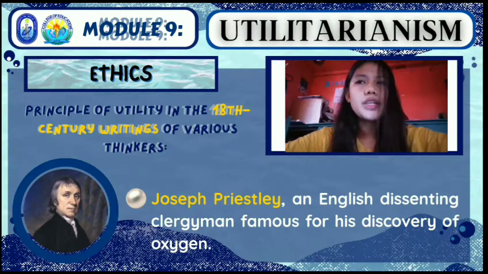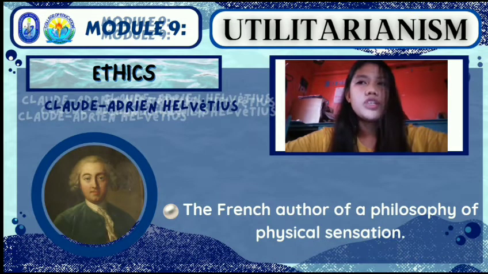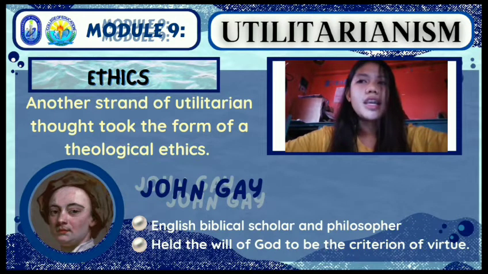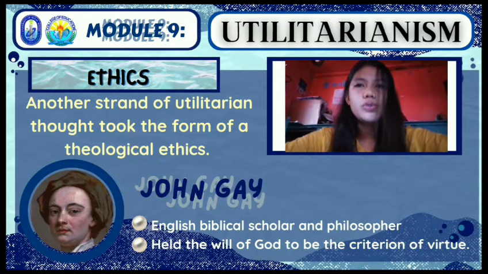Ang act utilitarianism at rule utilitarianism ay ang dalawang pangunahing utilitarian na binubuo mula pa noong panahon ni Mill at Bentham. Si Joseph Priestley ay isang English clergyman at naging famous siya dahil sa discovery of oxygen. Si Claude Adrien Helvetius naman ay isang French author ng Philosophy of Physical Sensation. Si Cesare Beccaria naman ay isang Italian legal theorist. Last is si John Gay, isang English biblical scholar and philosopher, at sabi niya, the will of God is the criterion of virtue.